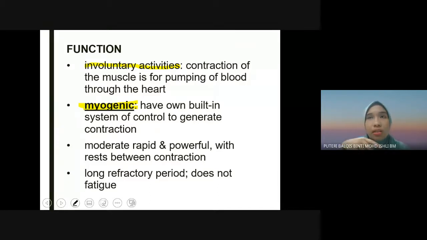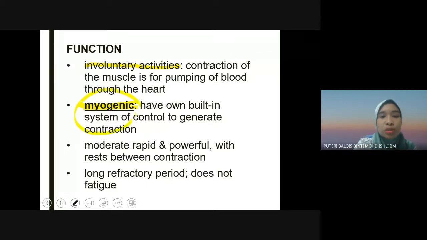Nanti insyaAllah kalau SEM 2 nanti semua dah okay, awak akan bedah tikus. Awak akan buat dissection. Bila awak bedah tikus tu, awak potong, buka dia punya rib cage, awak akan nampak dia punya heart still beating. That is characteristic of heart. Heart is myogenic. Have its own built-in system of control to generate contraction.